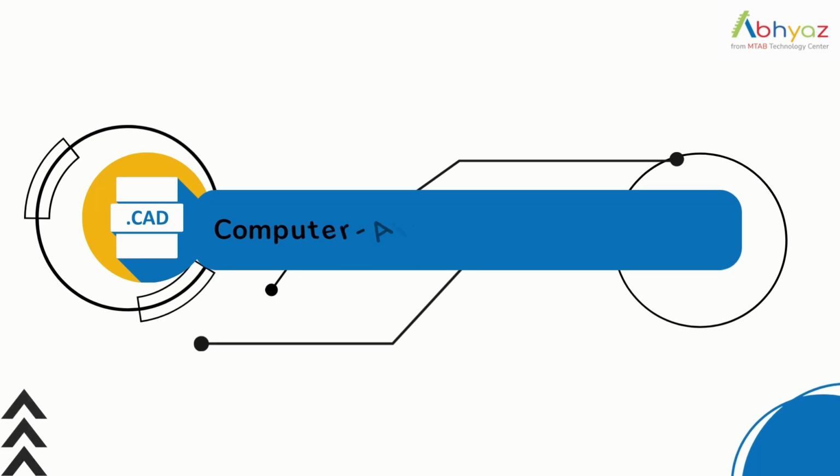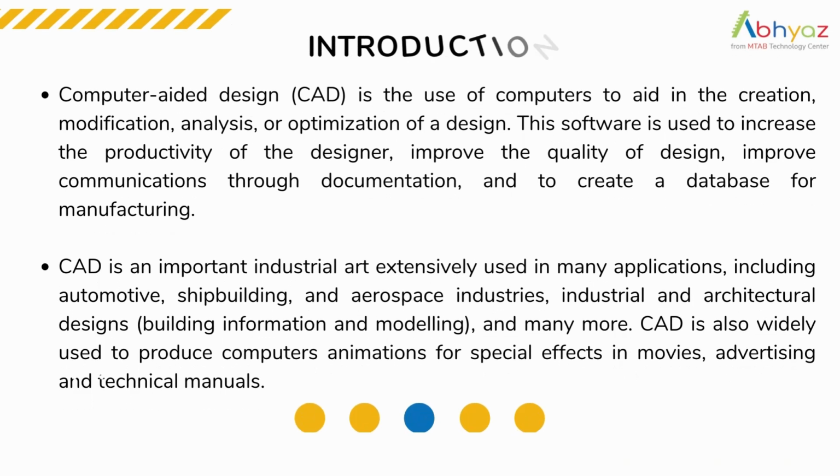In this module, we will learn about the various principles of computer-aided design or CAD and will also be performing an experiment in the simulation software. Computer-aided design is the use of computers to aid in the creation, modification, analysis, or optimization of a design. It is an important industrial art extensively used in many applications to improve the productivity and quality of designs.